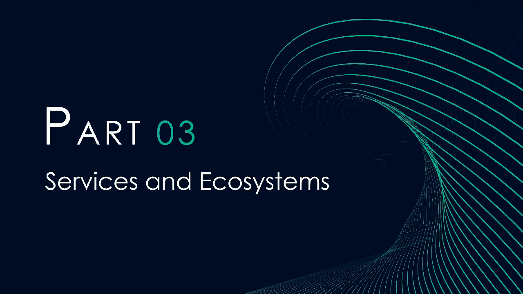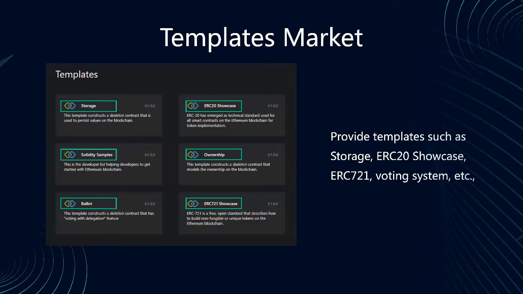The third part will be the services and ecosystem. In this chapter, besides the functionalities, I will introduce what we did to bring to developers on the service and ecosystem side. The first one is the template market. We provide templates such as storage, ERC20, ERC721, and a voting system on our ChainID website, so developers can easily start their development projects.